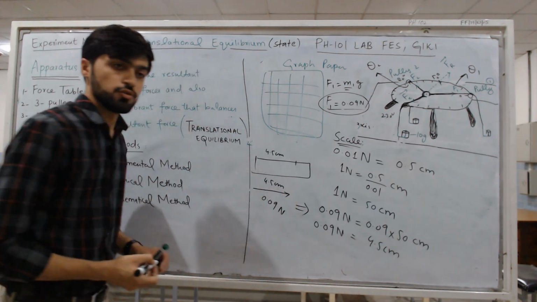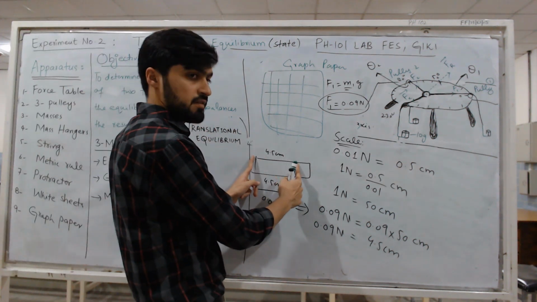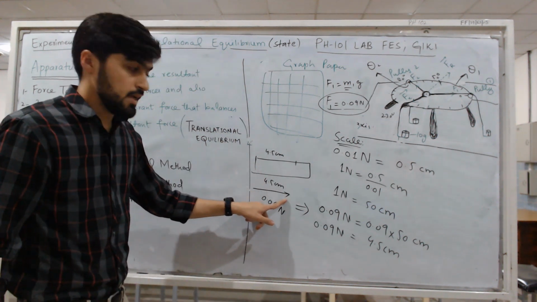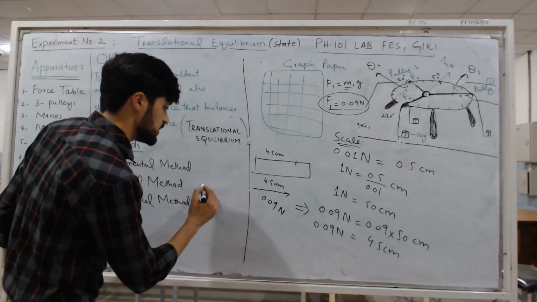You have to draw it on a graph paper. Select 4.5 centimeter. Draw a line, then draw an arrowhead. And you should also know the direction. How to find the direction? You will be using a protractor.